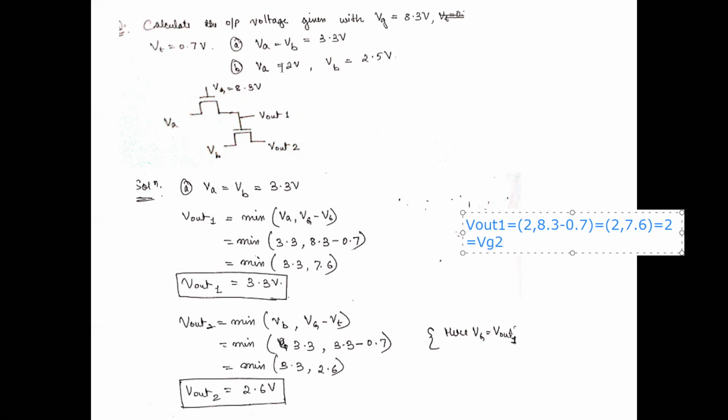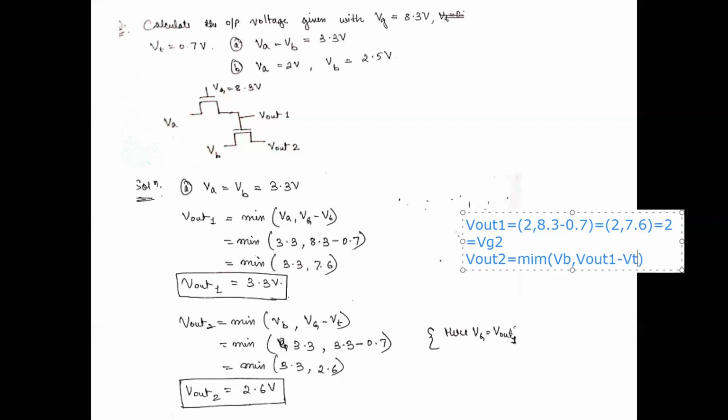Then what is V out? V out 2 will be what? It is the minimum of VB, where VB is nothing but V in. V in is what? VB, comma VG. With VG meaning what here? VG2 minus VT. What is VG2? VG2 is nothing but V out 1, isn't it? It is given there, V out 1.